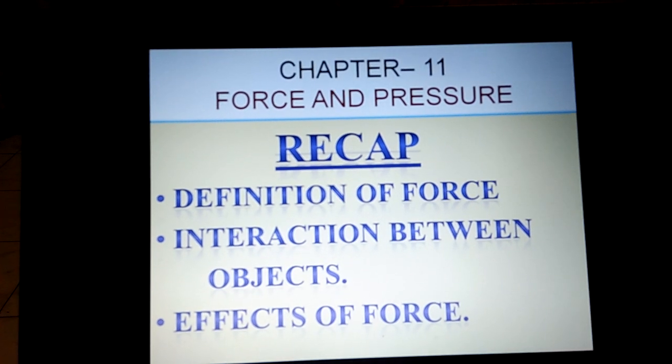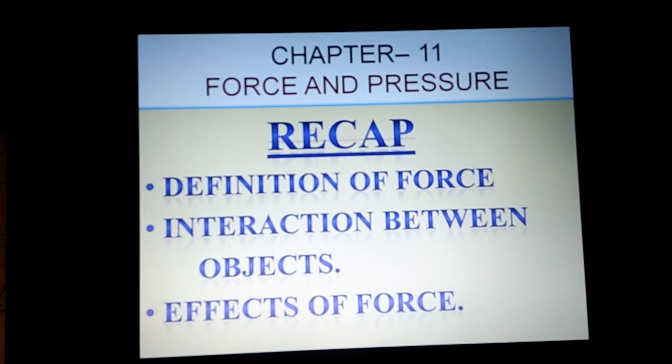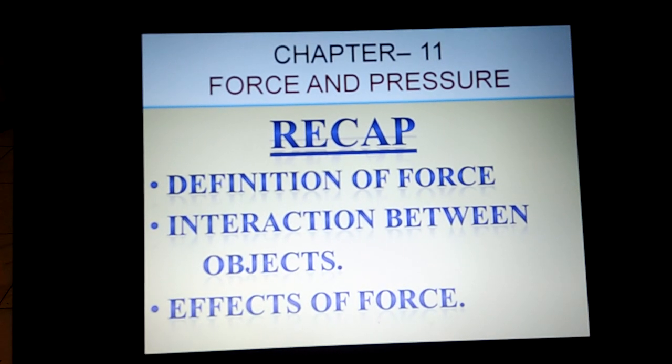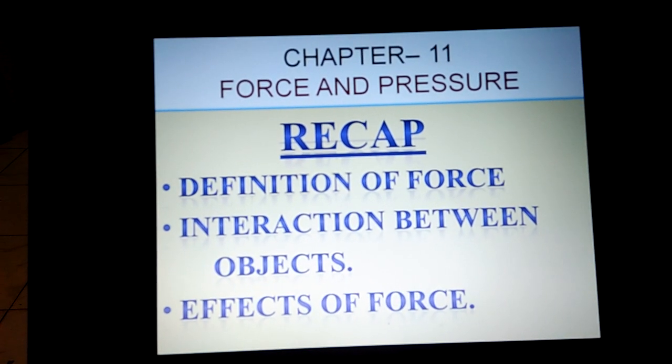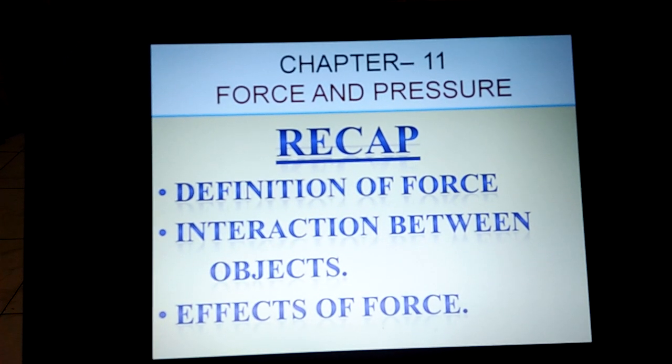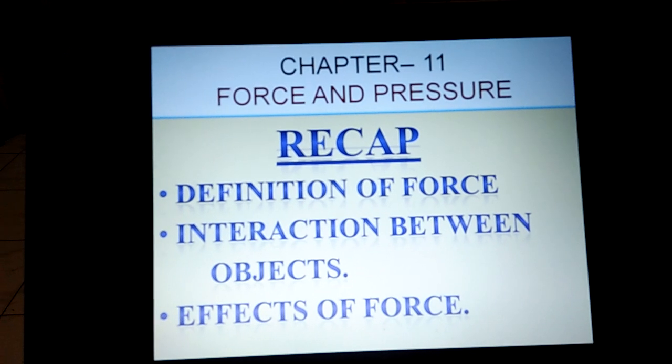Force can cause a stationary object to move. Force can stop or slow down a moving object. Force can increase or decrease the speed of a moving object. And it can also cause the shape and size of an object to change. This is all we discussed in the last class.